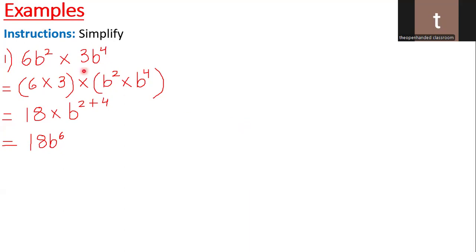Paul, I need you to explain how we got 18b to the power of 6. Yes, sir. So first we have to multiply 6 by 3, which gets you 18. And then we multiply b to the second by b to the fourth. Then we get 18 times b to the 6. Very good. Thank you for the answer.